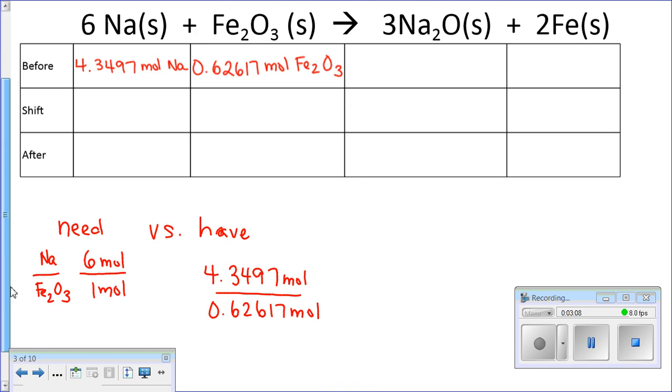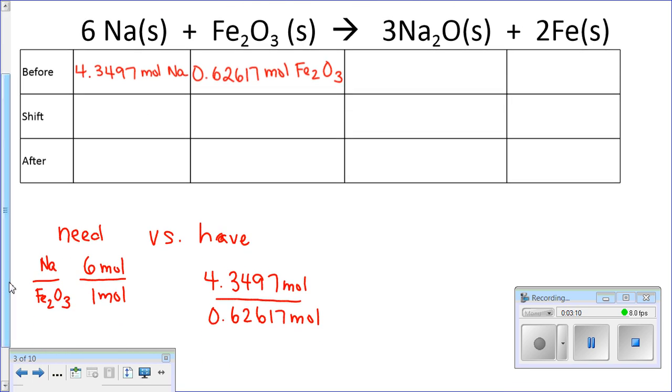So you need to do a need versus have assessment. So according to this balanced equation, I need 6 moles of sodium for every 1 mole of iron 3 oxide. So my ratio here that I need is 6 to 1. I'm going to put my larger coefficient on the top. Absolutely, you could flip this and put 1 to 6, that I need 1 mole of iron 3 oxide to 6 moles of sodium. But for me, it's easier to work with my bigger coefficient on top. So I need a 6 to 1 mole ratio.